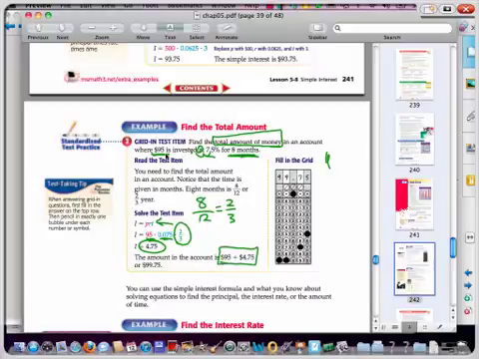Those are key things to be looking for when you're taking the test. So I'm going to take my original $95. I'm going to add in $4.75, and so my final answer, the correct answer, is $99.75.